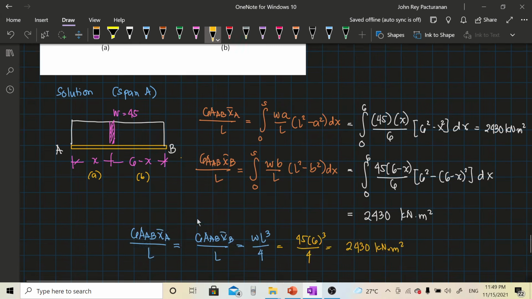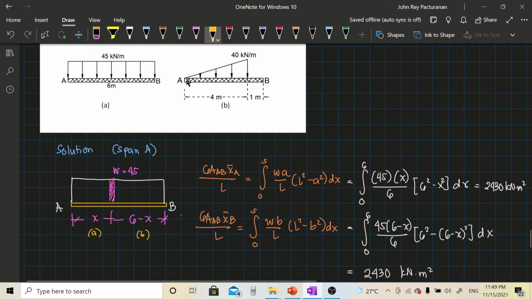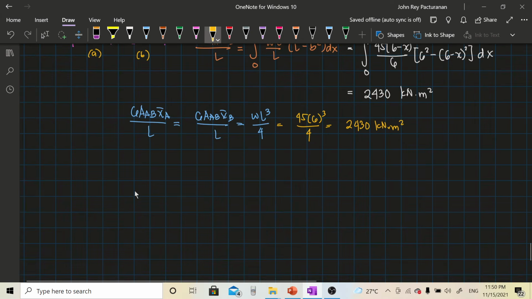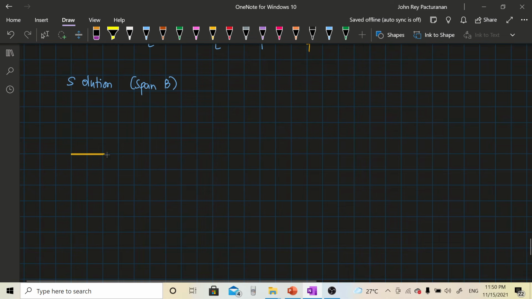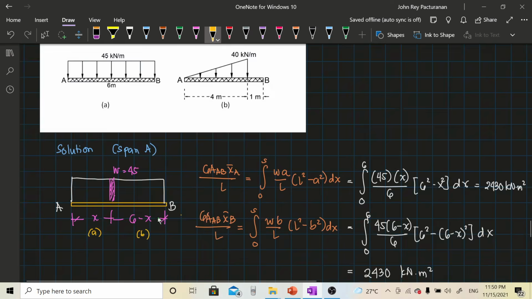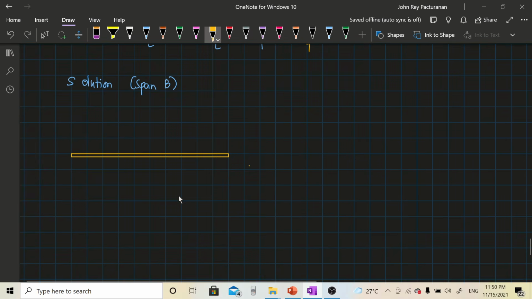So here, for the next beam, I am expecting that the values will be different kapag with respect sa A and with respect sa B. So for the span B, solution ng span B, ina-expect nyo naman na syempre kapag triangle, there will always be a ratio and proportion. Hindi na yun mawawala. So, magre-ratio and proportion na naman tayo dito.